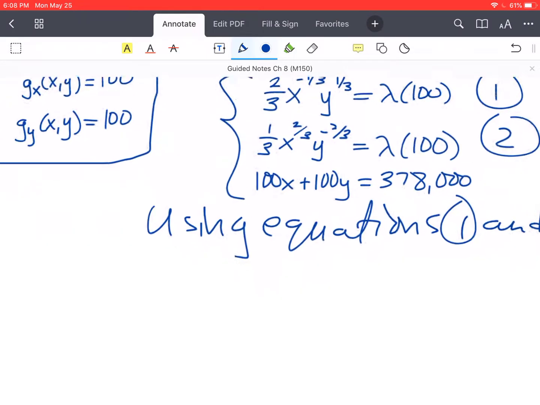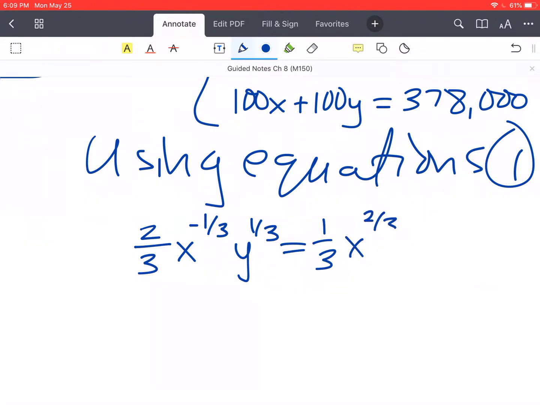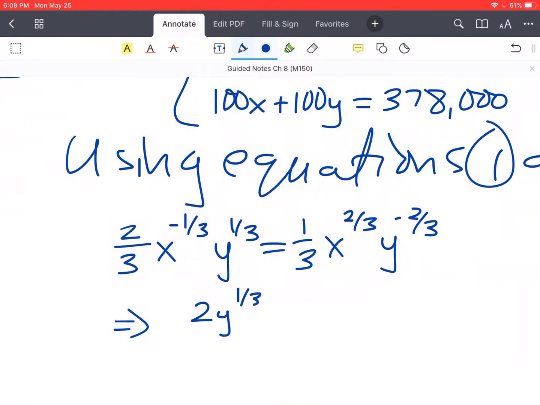Okay, we're going to get them equal to each other. So this will be 2/3 x to the negative 1/3 y to the 1/3 equals 1/3 x to the 2/3 y to the negative 2/3. Now this already looks kind of daunting to solve, but just treat these using the laws of exponents. So a negative power goes to the bottom of a fraction. So really we can just set these up as 2 fractions. So this is going to be 2y to the 1/3 over 3x to the 1/3.